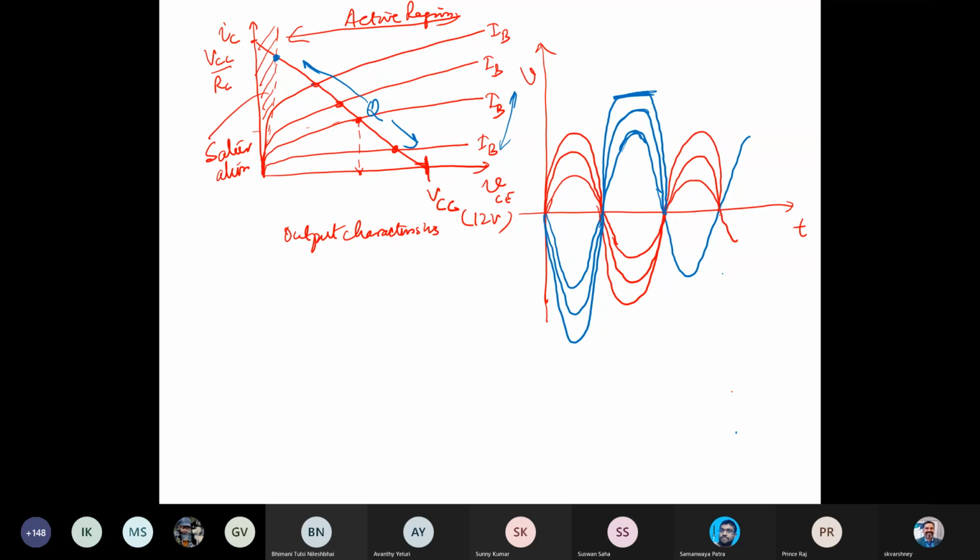It means the amplified signal is getting distorted, because the input is exceeding in such a way that it reaches the saturation region, or it may go to the cutoff region as well. The cutoff region is when the base current IB becomes 0 or negative. This region we call cutoff. That point we call the maximum signal handling capacity.